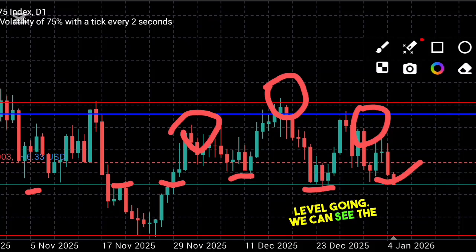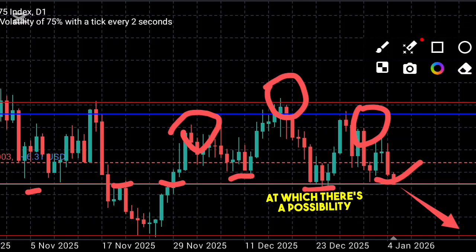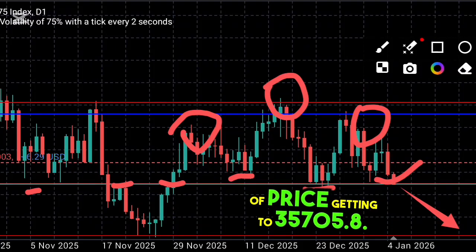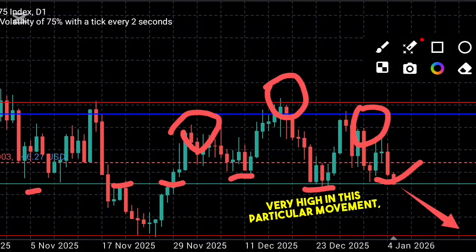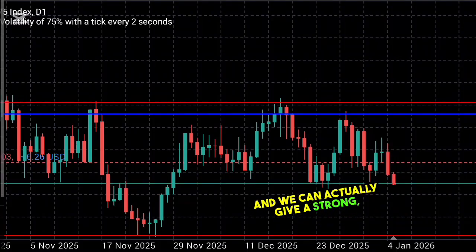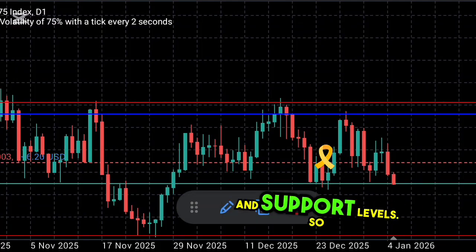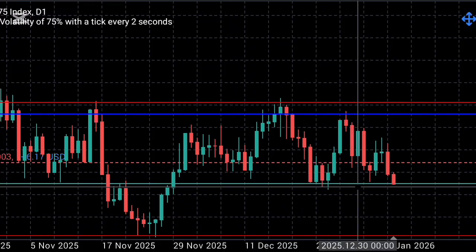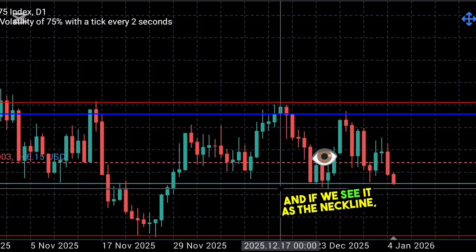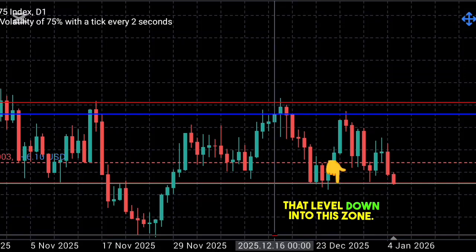we can see the direction at which there's a possibility of price getting to 35705.8. So the indices is very high in this particular movement, and we can actually give strong candle indications for the resistance and support levels. So we are seeing this particular level on this chart as the neckline, and if you see it as a neckline, you see the price dropping from that level down into this zone.